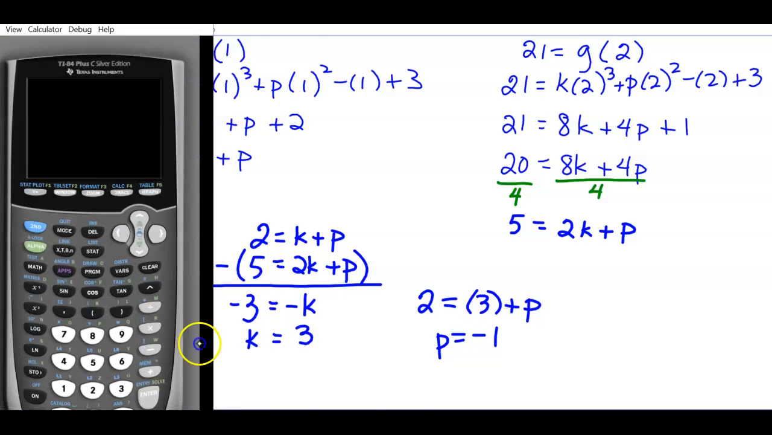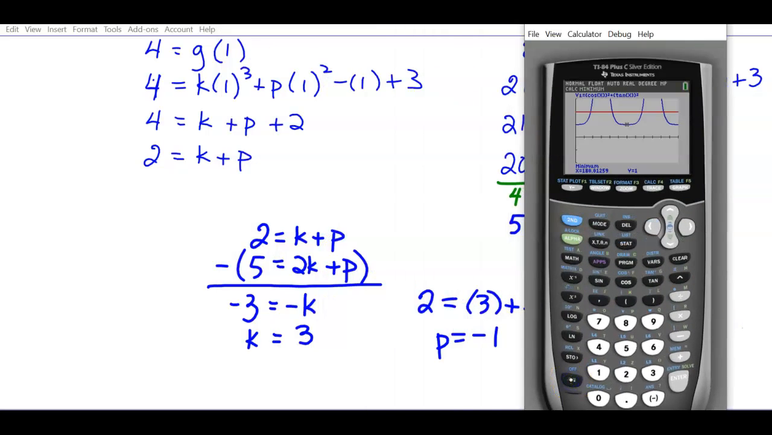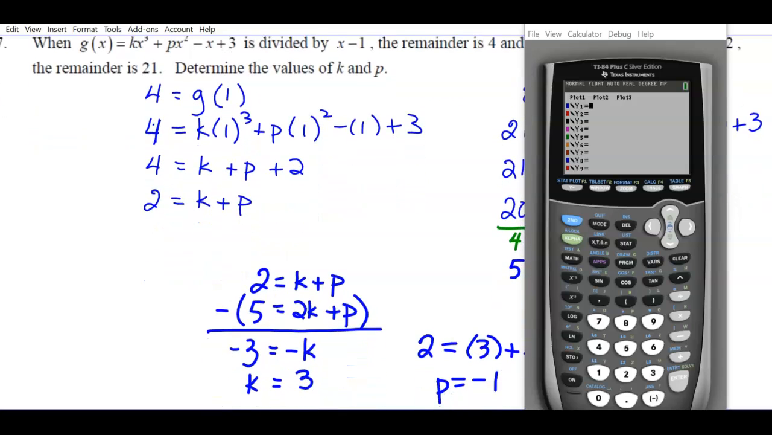Let's check actually. So go back, go in your calculator, you could graph your function with these values. So y equals 3x cubed minus 1x squared, so minus x squared, minus x plus 3. Let's just do a standard view there.